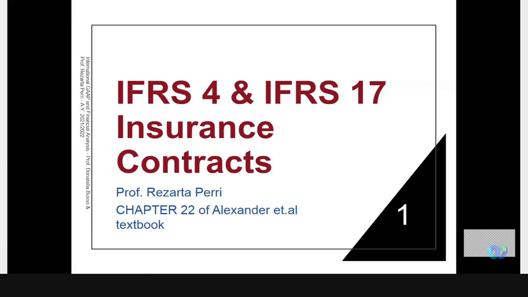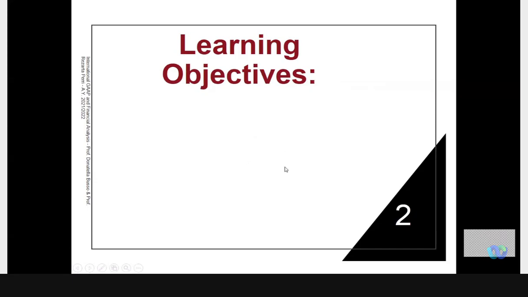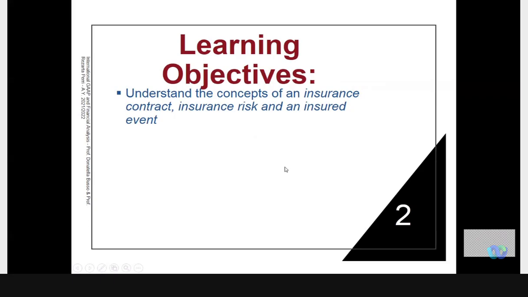We have jumped from chapter 16, Inventory and Agricultural Produce, to chapter 22, but the chapters in between, maybe you have already discussed with Professor Bousson. So let's start. What are the learning objectives about insurance contracts? First, we have to understand the concept of what an insurance contract is in itself. What are the insurance risks and what is an insured event? Usually it is an event that is expected to happen in the future, and we insure the consequences of the event. And we have to be specific about what is or what is not an insured event.